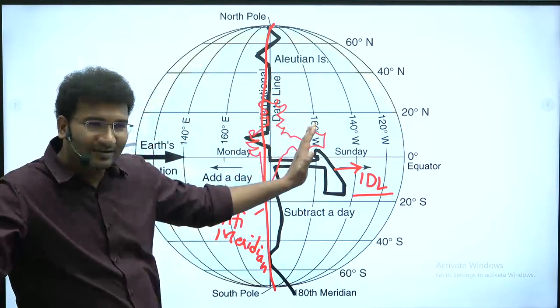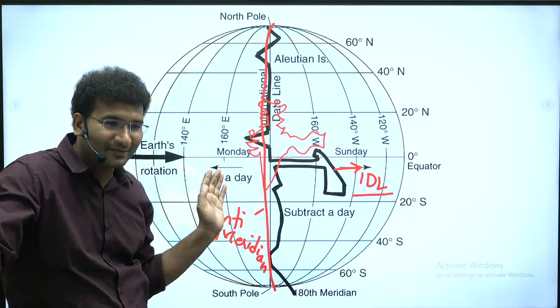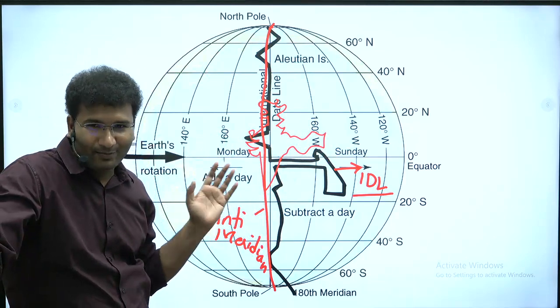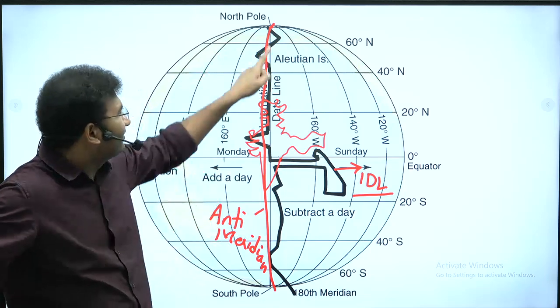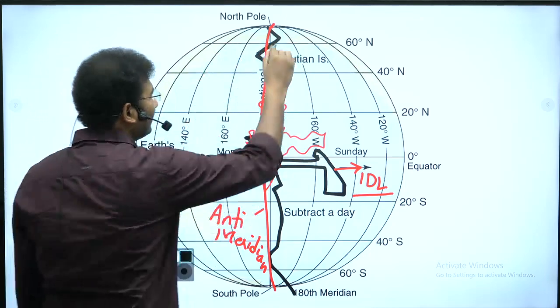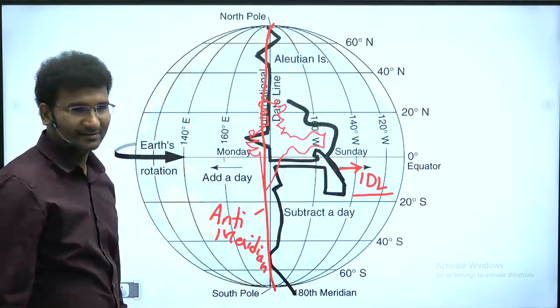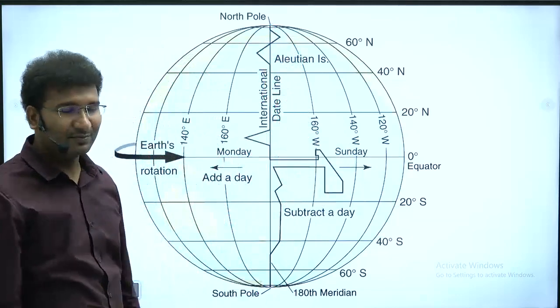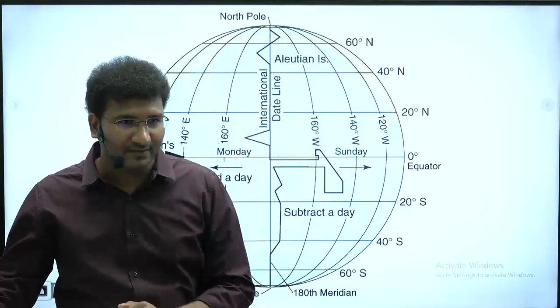Half of India will have one date and half of India will have a different date. That would be problematic, right? So what will I do? I'll simply draw this line in such a way. I don't want this line to be in between my country. I'll make a different line like this. Right? If I'm having that international date line passing through India, right?